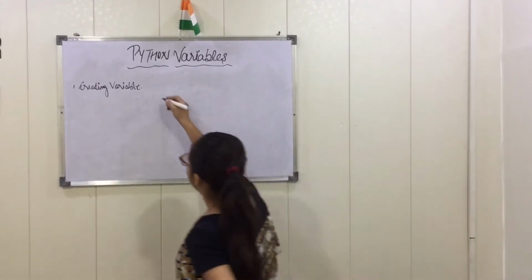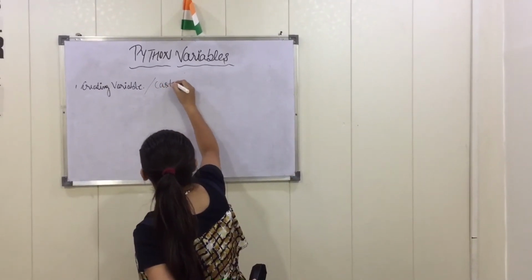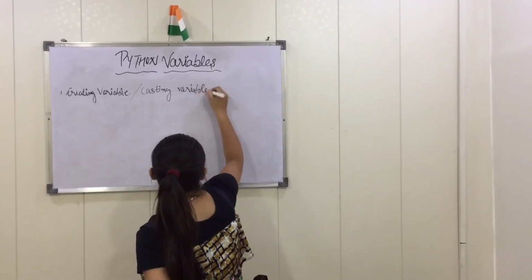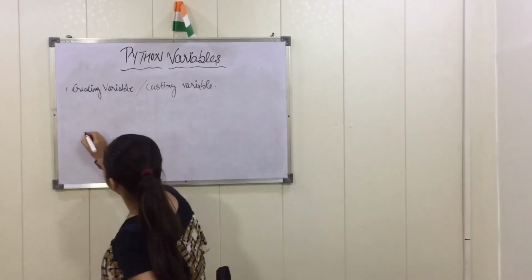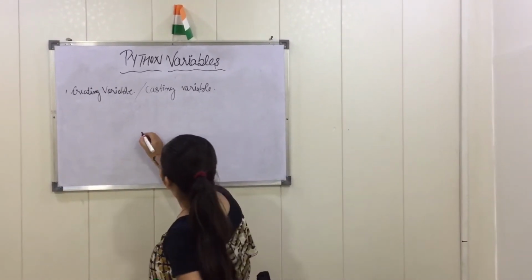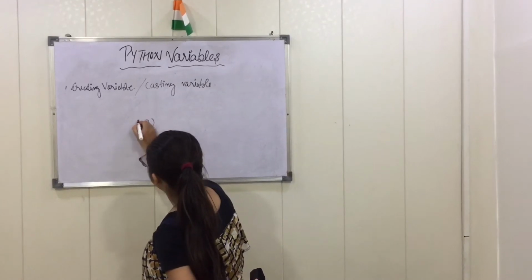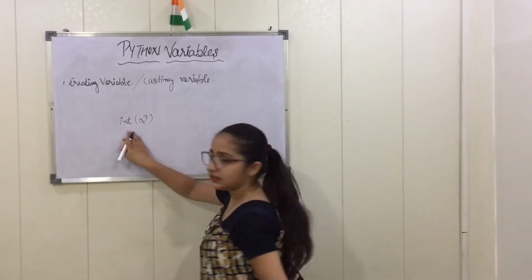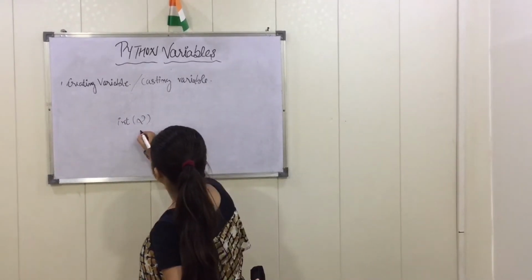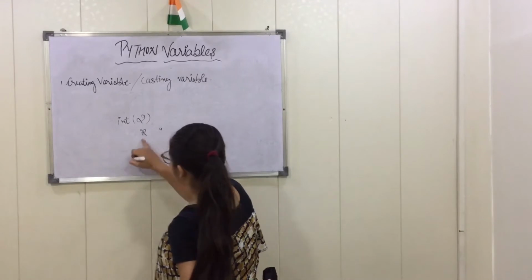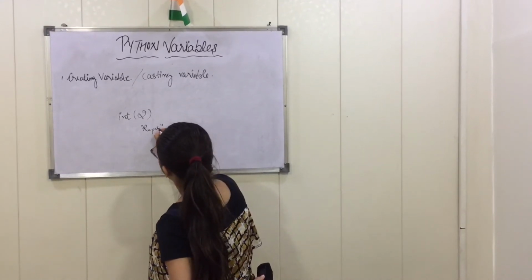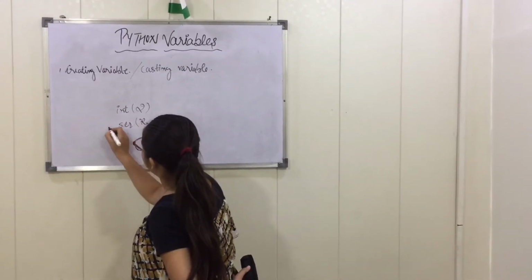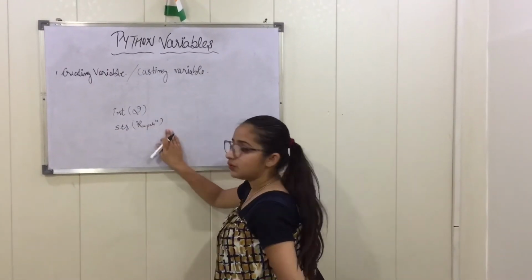casting a variable. An example of a casting variable is, suppose I am taking a value that is 2 and the casting is done so that 2 is an integer. So I am writing here int. Suppose the second one is a string, that is the name Rupali. So it is a string, so I will write here str, which is used for string. I will put these into variables.